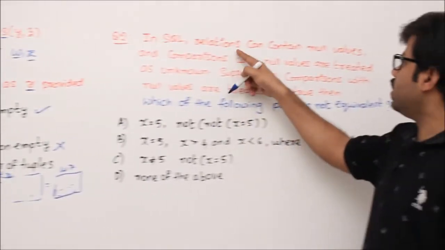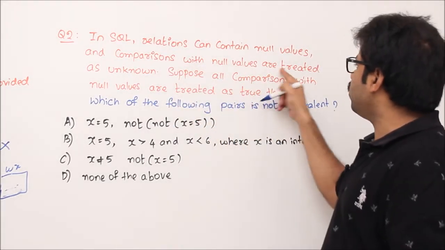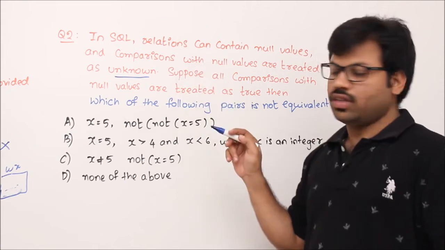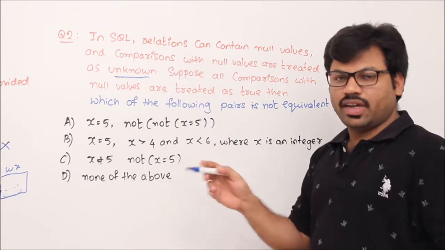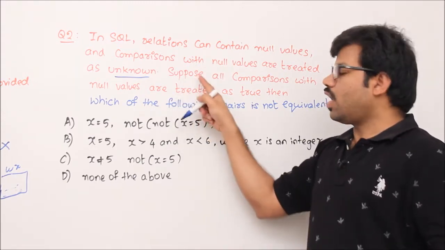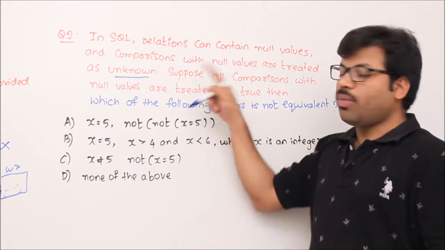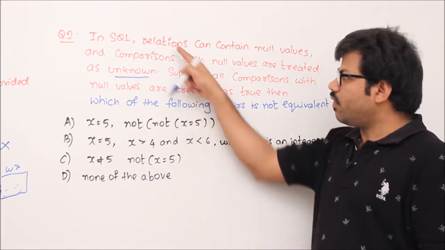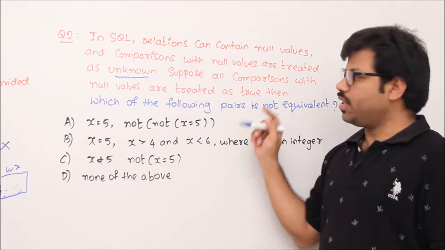In SQL, relations can contain null values. Yes, we know that. And comparisons with null values are treated as unknown. Yes, we know that. Don't skip these statements. Sometimes they might give contrast options, ideas contrary to what you learned. So you might have learned something else, and in the question they might give different things. That's why we have to read the complete information.